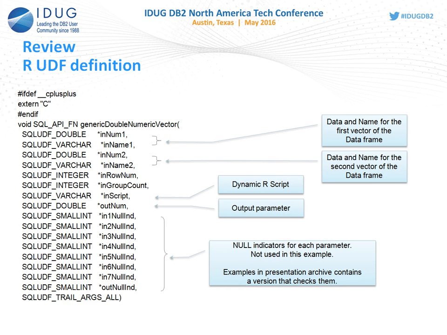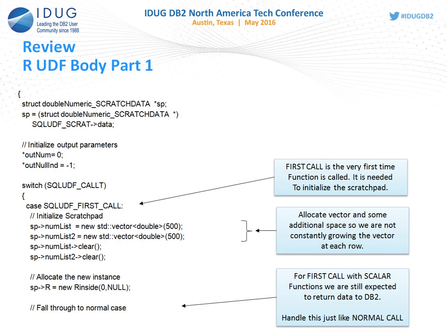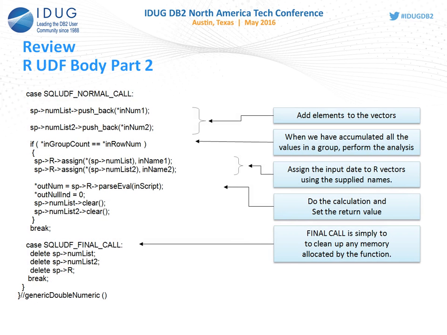And then here we actually have a UDF body. The first call happens at the very first call of the UDF. We have to initialize the Scratchpad, we have to initialize our numeric vectors, and we have to start up the R instance. In a scalar UDF, for this we fall through to the normal case, which is where we actually do the real work. For most calls, we're just pushing the numerical input parameters into our variables that are on our Scratchpad.